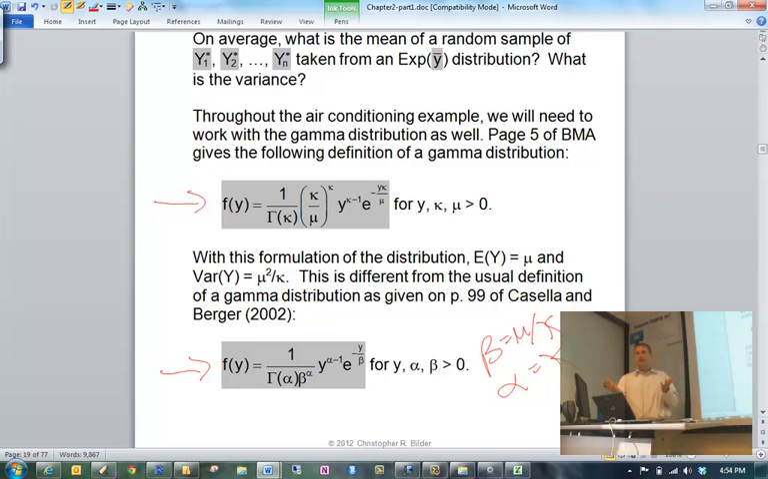Now, why does our book do that? Well, they want the expected value of y to be mu. That's why. It's just a reparameterization.